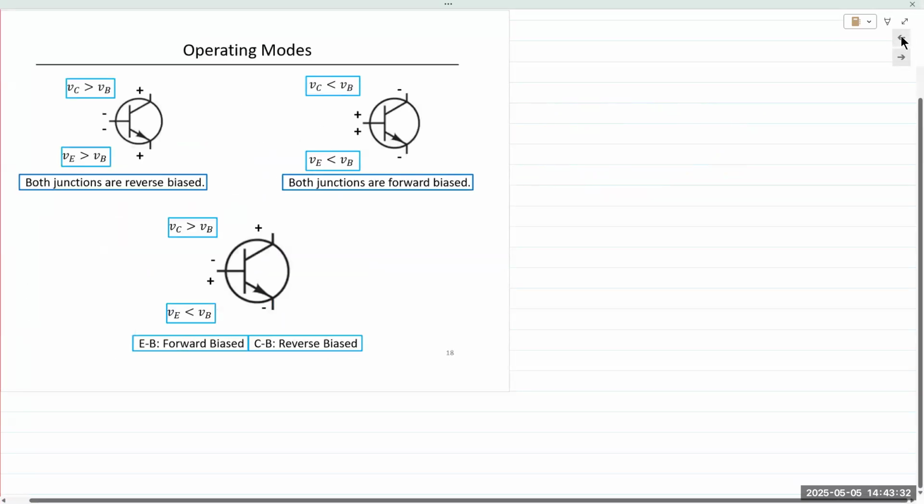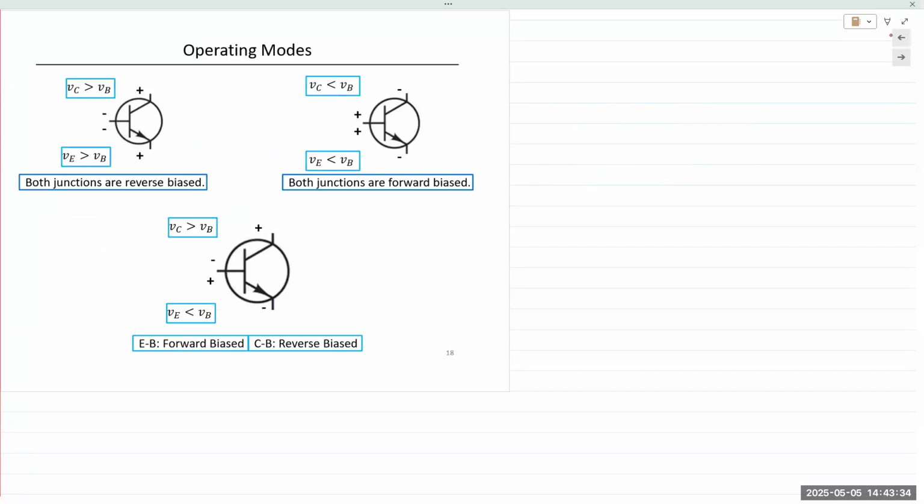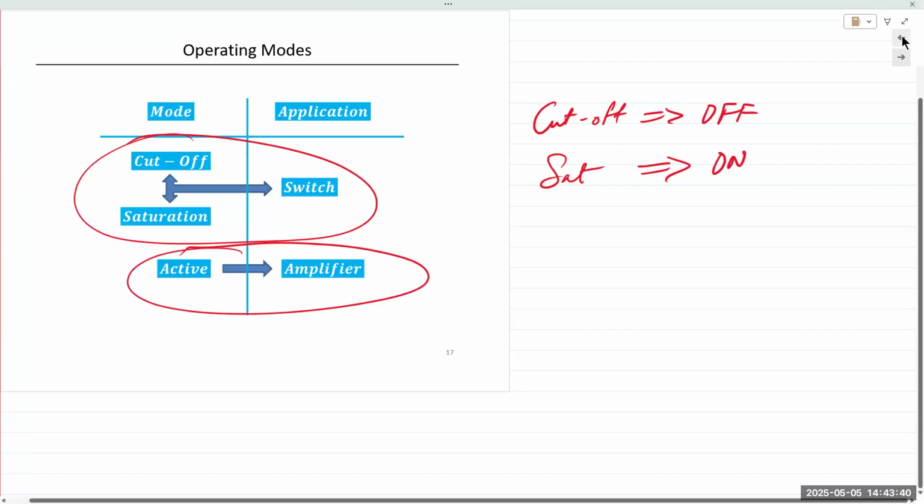Actually, did we? Oh, we didn't cover this slide. Okay, the two sections are out of sync. All right. So let's back up before we get to the example.